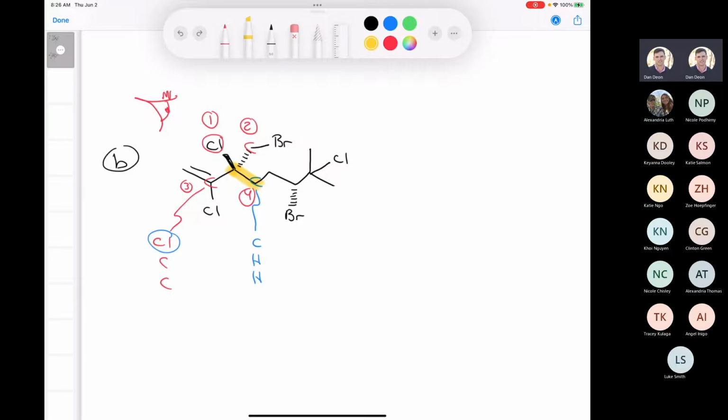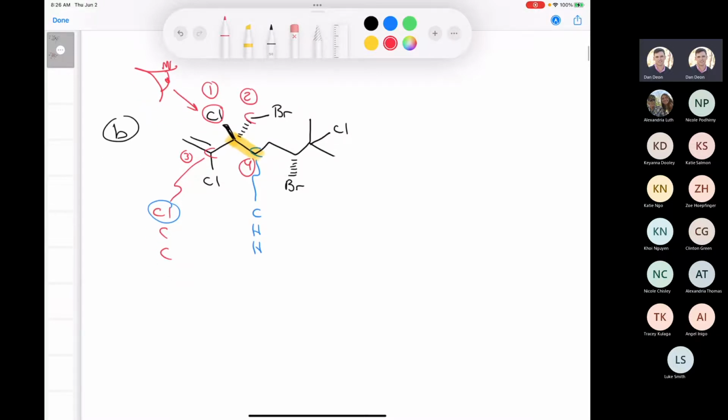So what would you see with your eyeball if you were looking down that bond that I have highlighted in yellow? I'm just going to draw a quick version of a Newman projection, and what you would see is the chlorine coming up and to the right. You would see the methylene with the bromine on it going up and to the left, and you would have this carbon that has the double bond and the chlorine going down like this. Okay, this is what you would see.